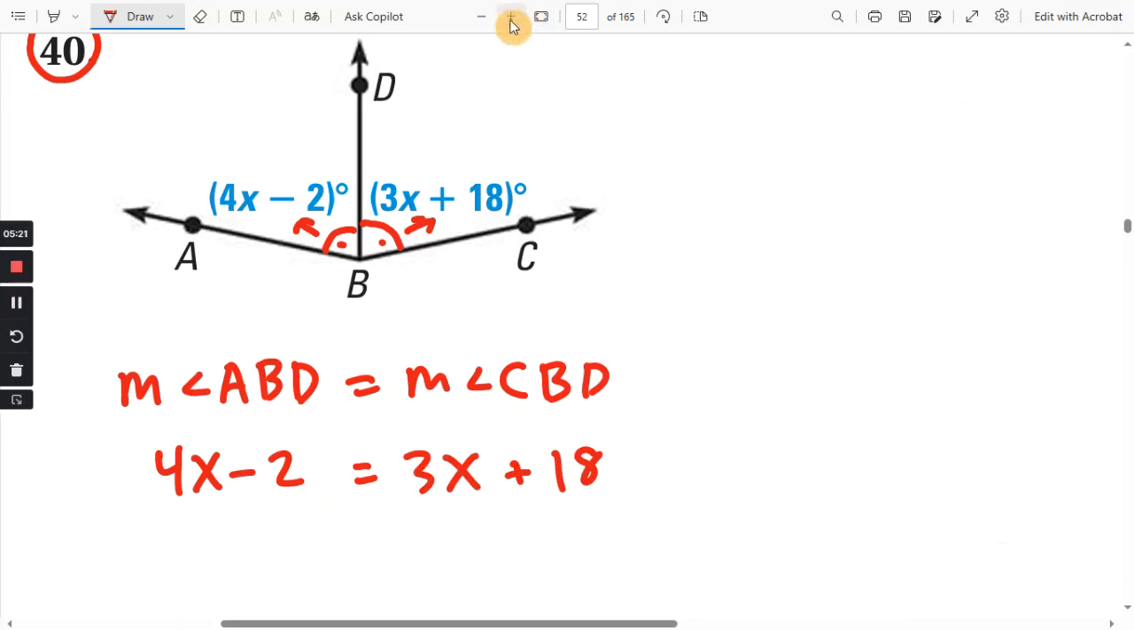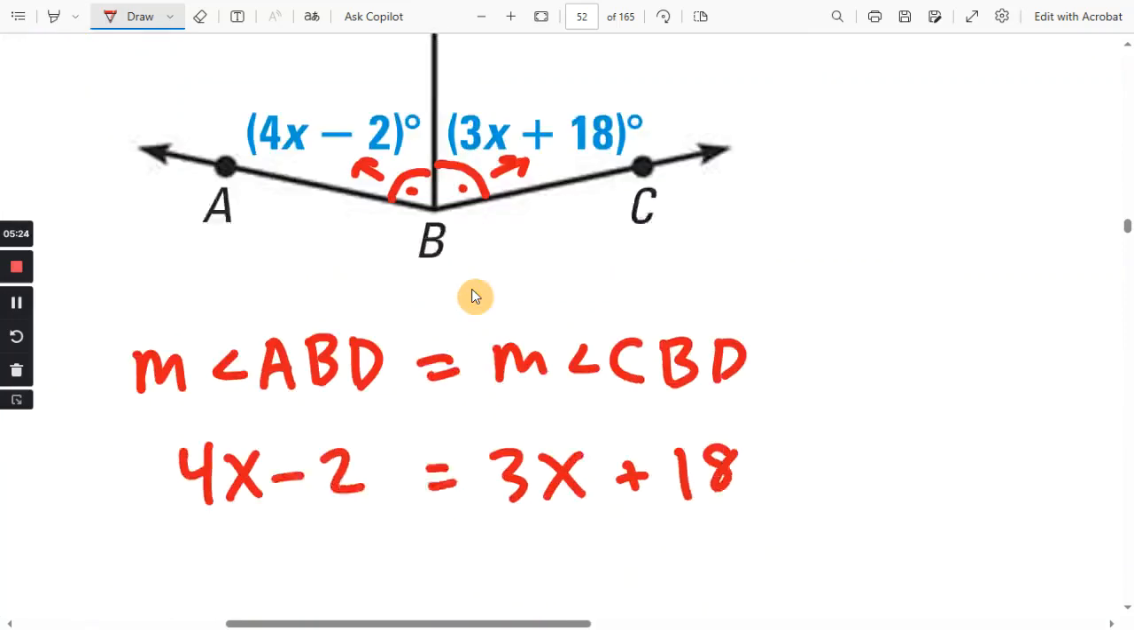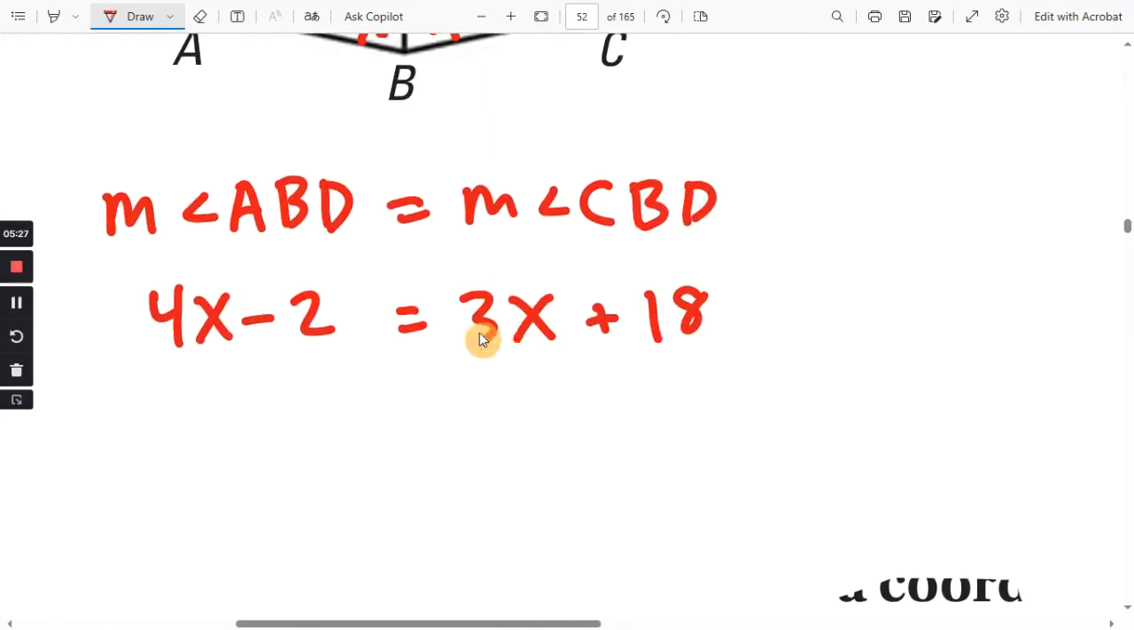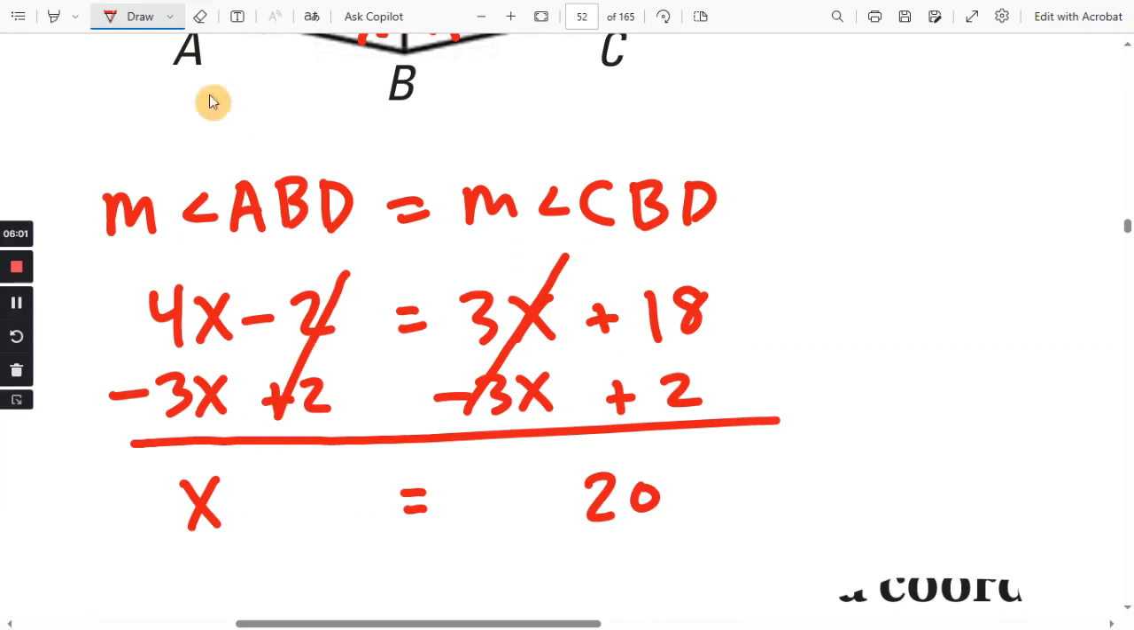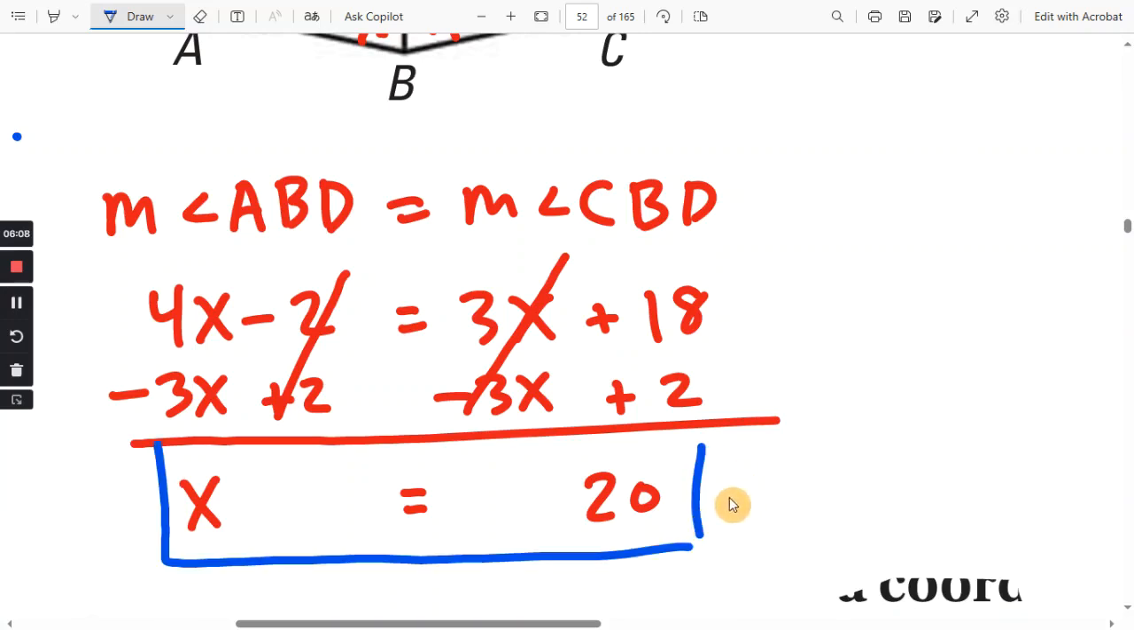All right, you want letters on one side and numbers on the other. Okay, I usually subtract the smaller x. 3x is less than 4x, so I am just going to do minus 3x on both sides. 4x minus 3x is x. Bring down the equals, and 3x minus 3x is gone. Since the letters are on the left, I want the numbers on the right. The opposite of negative 2 is plus 2. You do that to both sides. 2 minus 2 is gone. 18 plus 2 is 20. Okay? Final step. You want to take that value for x and plug it in.